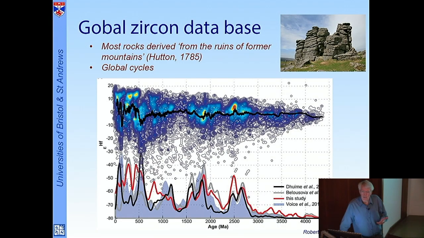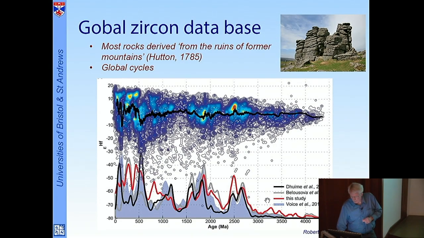So understandably, if you're dealing with high silica magmas, most of the rocks you're sampling through their zircons are melts of pre-existing crust. And Hutton told us that in 1785, saying most of the rocks of the crust are derived from the ruins of former mountains. Expensive way to show him that he was right. But more explicitly, this is a miserable way to look at how new crust formed, because most of the samples that you have from zircons are really telling you about stuff that is melting rocks already in the crust.